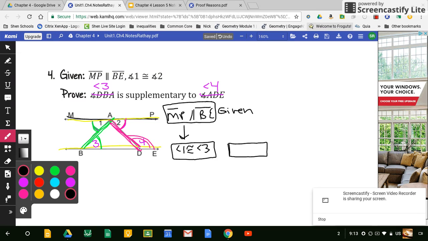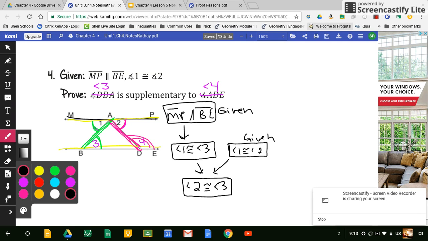We are given that angle 1 is congruent to angle 2. If I pair these, I get that angle 2 is the same as angle 3 by the transitive property.